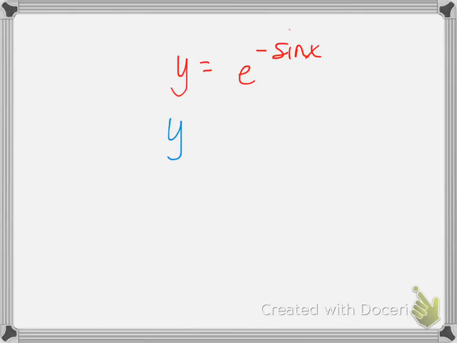Alright, so we can combine other things with sine and cosine. We have e to a power. Well, the derivative of e to the power is e to the power, but then I multiply by the derivative of the power. Well, the derivative of sine of x is cosine of x. Bring down the negative, so you have this. I'm okay with that answer.